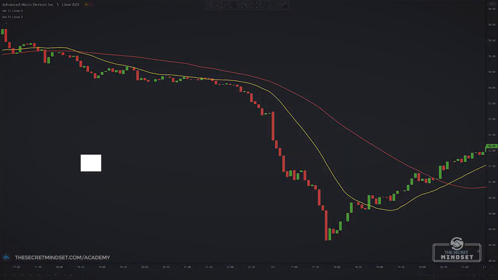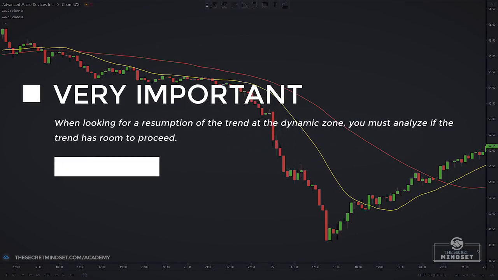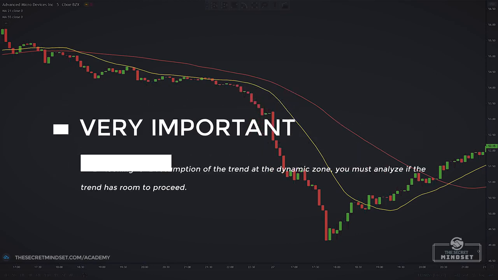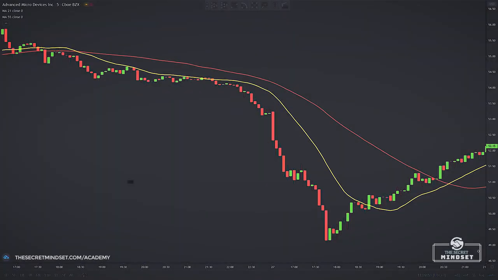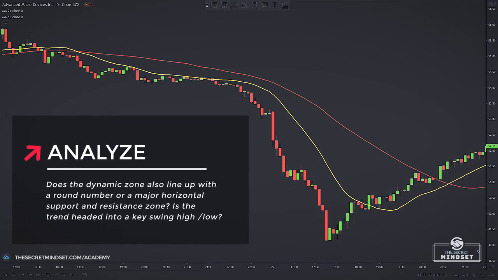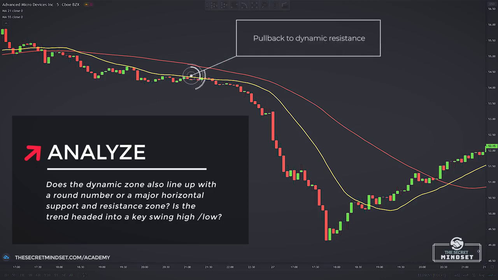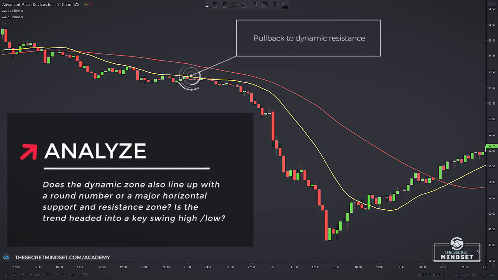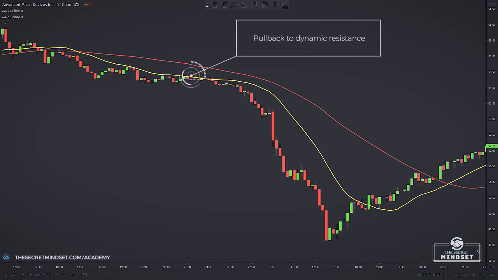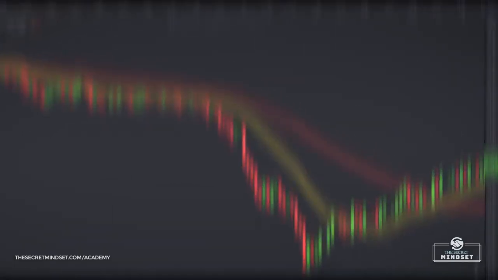Remember that after a pullback to this area, we are looking for a sharp move back in the direction of the trend. Next, we need to add other aspects into our analysis. As said before, when looking for a resumption of the trend at the dynamic zone, it helps to analyze if the trend has room to proceed. Does the dynamic zone also line up with a round number or a major horizontal support or resistance zone? Is the trend headed into a key swing high or low? Answering these questions will help you to build an overall understanding of the market and can help give important signs to fine-tune your entries and exits.